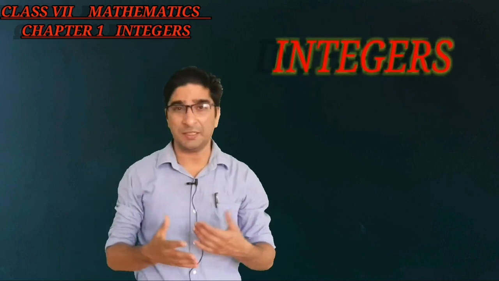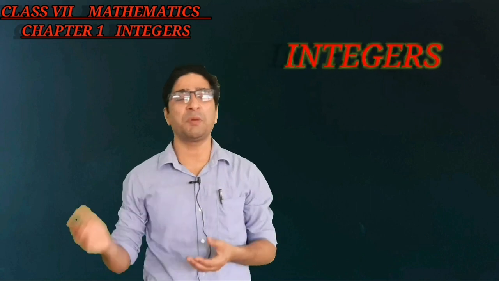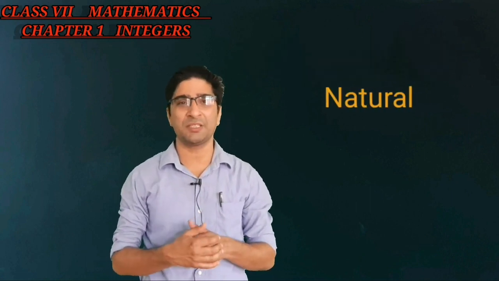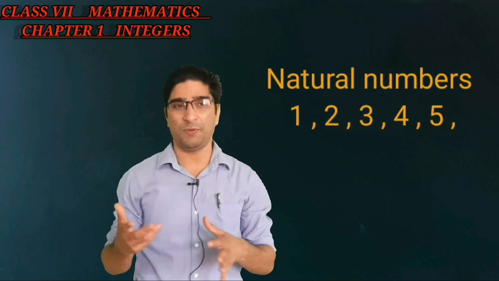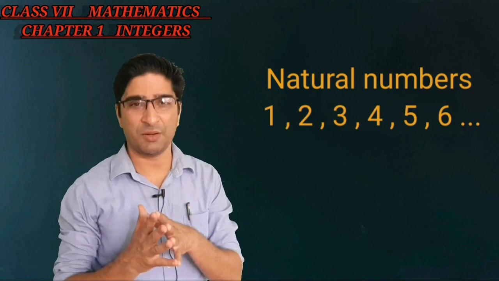First we learned 1, after that 2, like this, a set of numbers we learned. These numbers are called natural numbers: 1, 2, 3, 4, 5, 6, 7, 8, 9, 10. They are counting numbers. They are natural numbers.